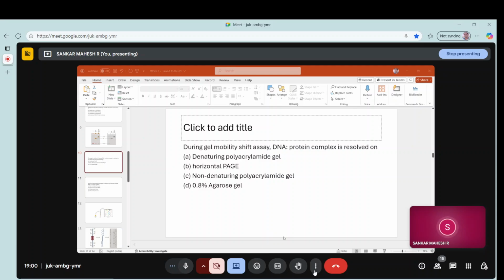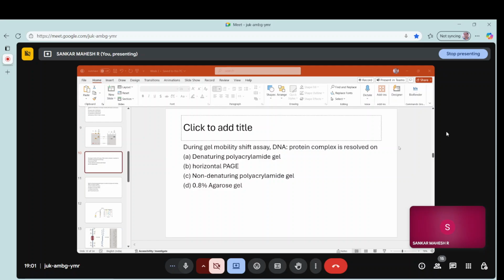Yeah, does anyone want to start with eliminating the wrong options? Sir, we can eliminate first and fourth. Okay, why would you want to eliminate first option? First, because denaturing gel can disrupt the DNA and protein complexes or their structure. Right, and good.